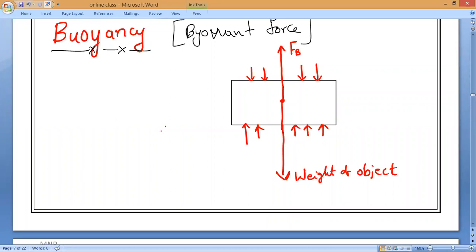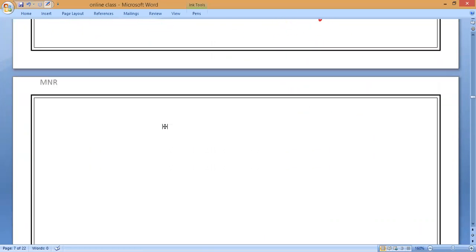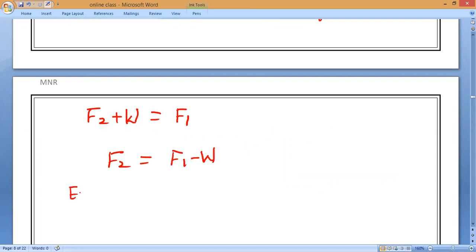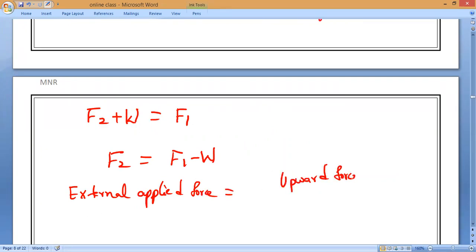The upward force equation you should write first. So as we know, F2 plus W is equal to F1. Now F2, the external force, is equal to F1 minus W. F2 means the external applied force is equal to the upward force minus the weight of the bottle.